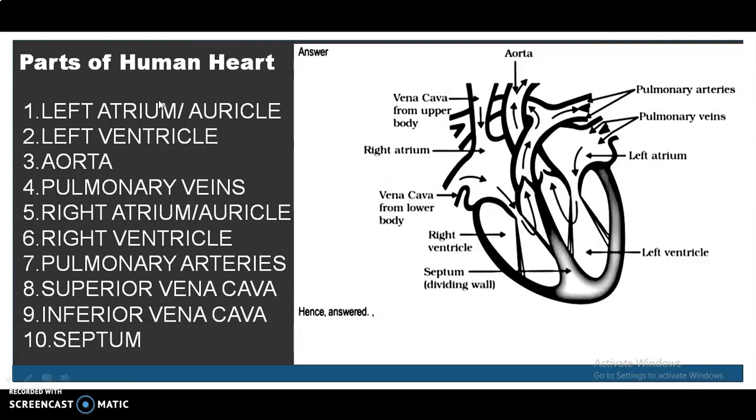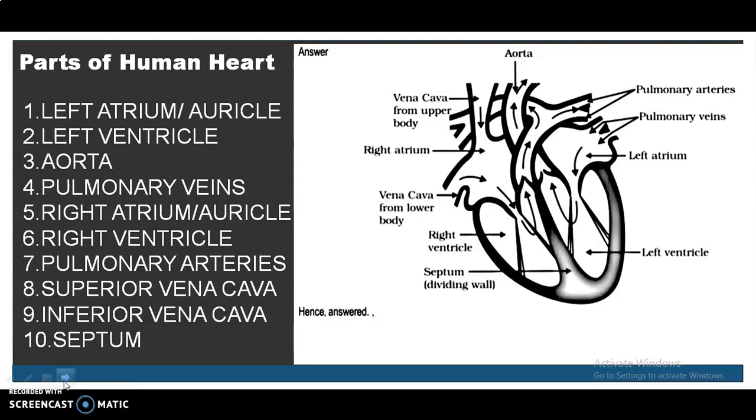So the various parts of human heart are, now repeating it one by one as it is written in the slide. So pay attention and listen to it carefully. So parts of the human heart are left atrium or left auricle, left ventricle, aorta, pulmonary veins, right atrium or right auricle, right ventricle, pulmonary arteries, superior vena cava, inferior vena cava, and septum.